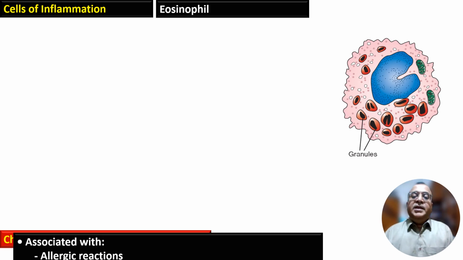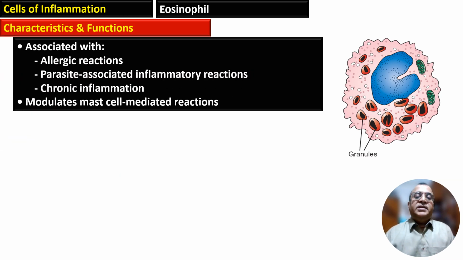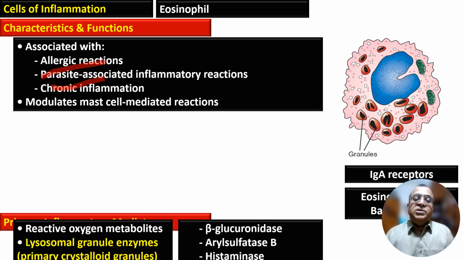Eosinophil is another cell of inflammation, and it has various characteristics and functions. It is associated with allergic reaction and parasite associated inflammatory reaction, and also with chronic inflammation. It modulates mast cell mediated reactions.